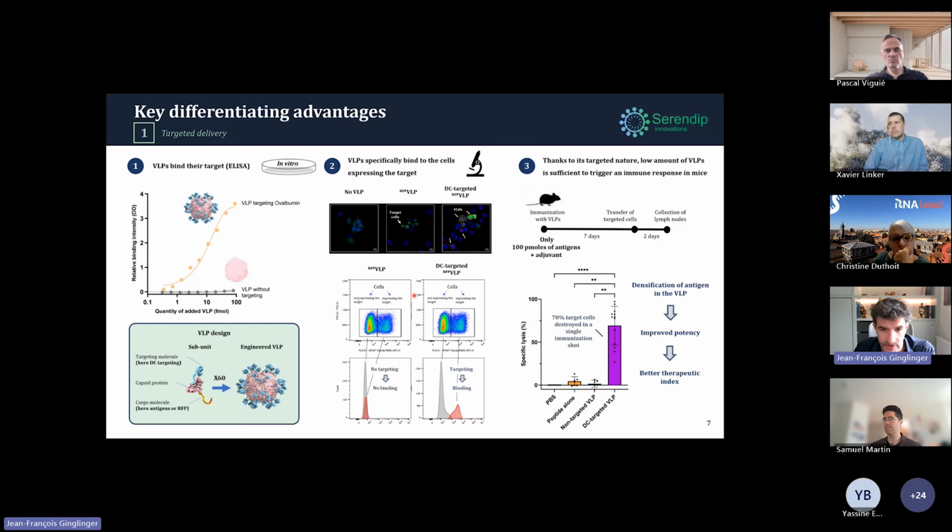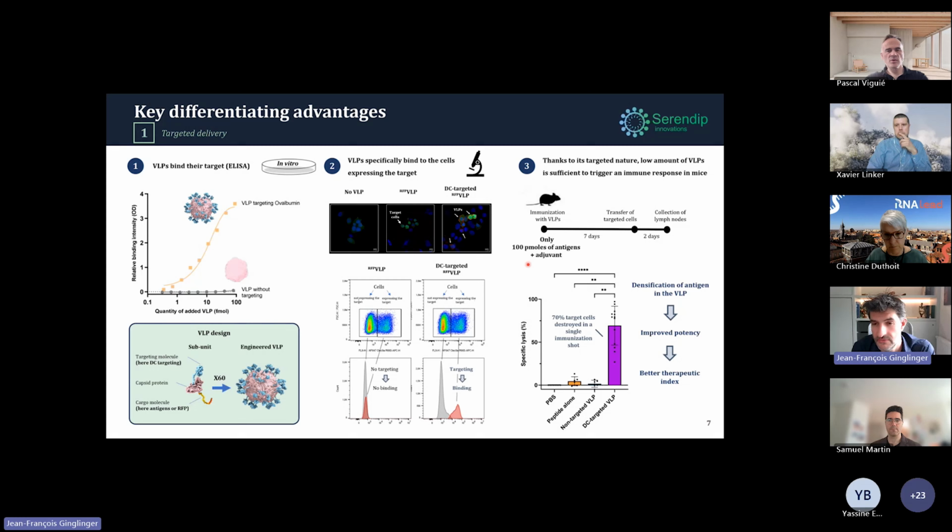And then here we sorted the cells, the target cells, those that do not express the target from those that do express the target, and showed that if there is some targeting of the VLP, there is some binding, very efficient. And if there is no DC targeting, there is no binding. So it's very clear proof. And then we moved on to an in vivo design.